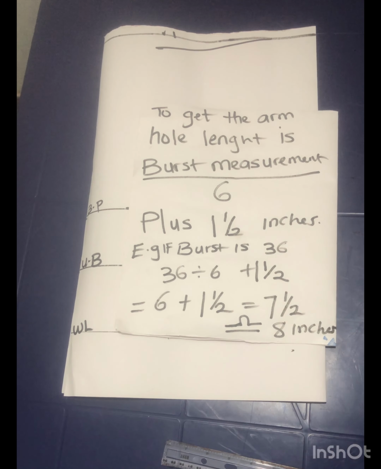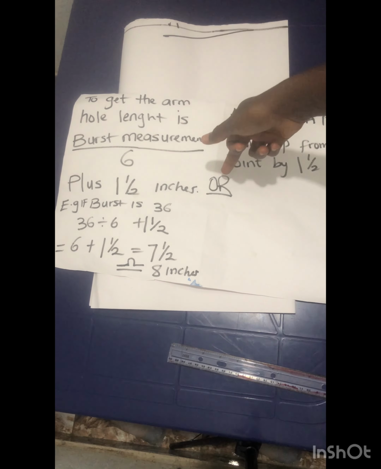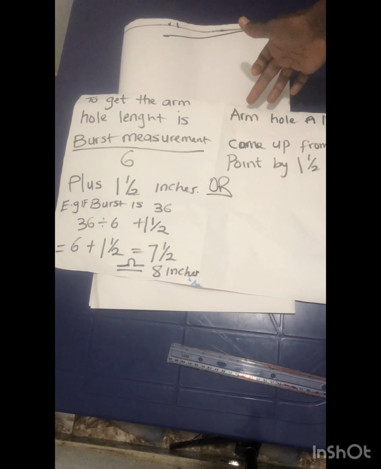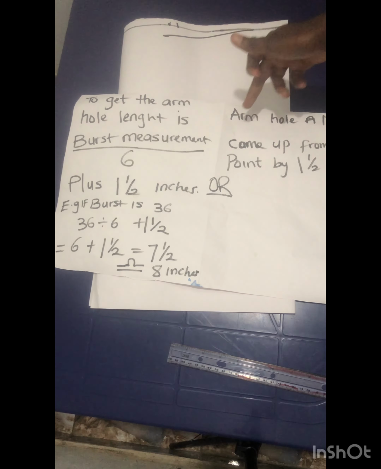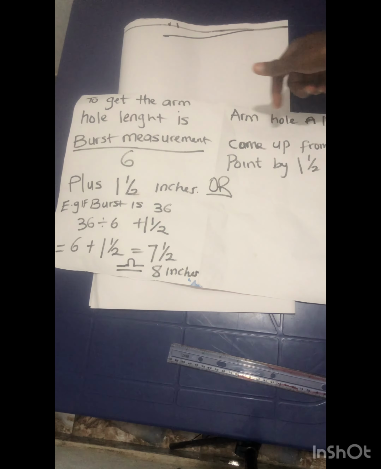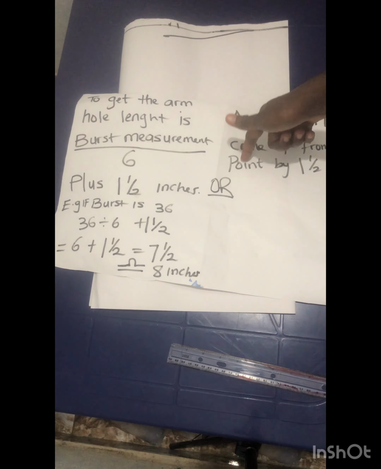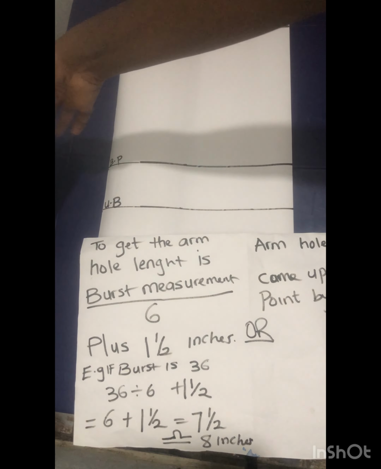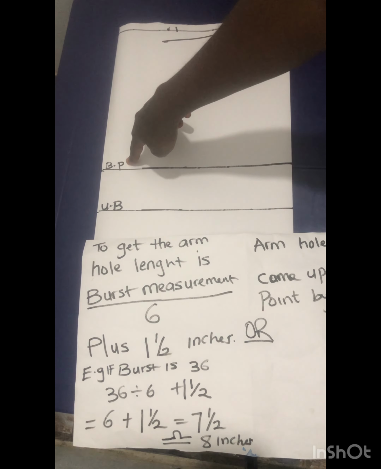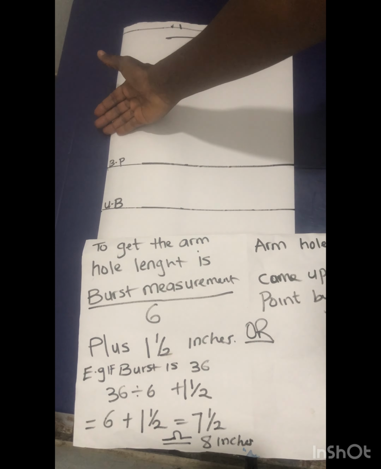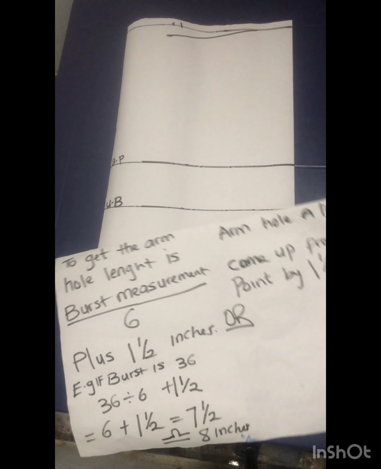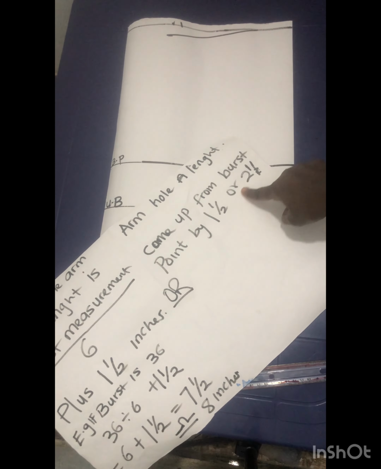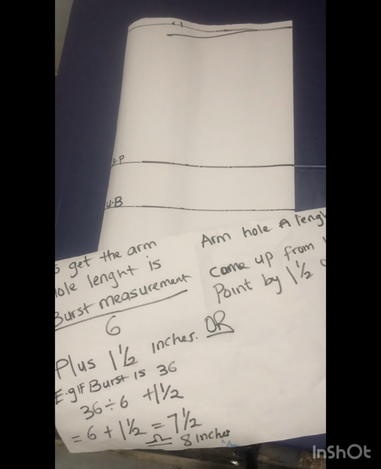That's the first method. The second method is just to come up from your bust point by 2 inches or 1.5 inches. So you can use either method. If you use both methods, you will still arrive at the same place. So I will use the 2 methods. The difference is not really much. It can't be more than half an inch.